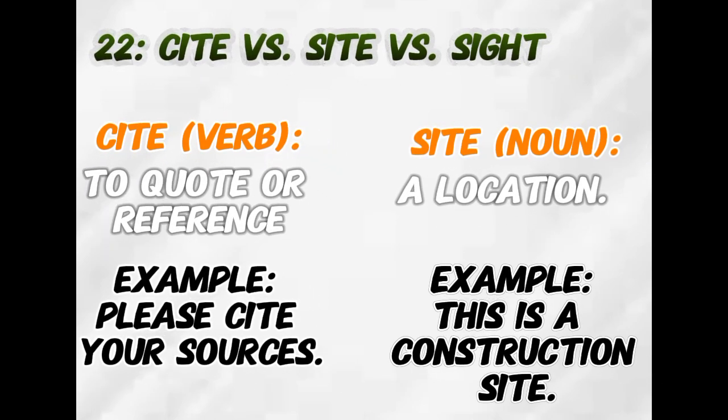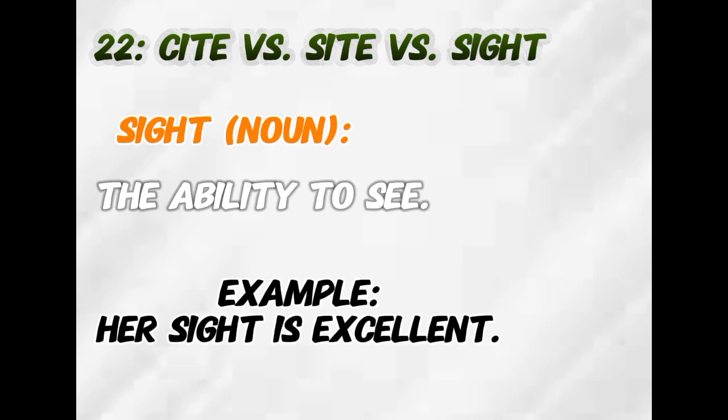Moving on, cite, site, and sight. Cite is a verb meaning to quote or reference, like please cite your sources. Site is a noun meaning a location, like this is a construction site. Sight is a noun meaning the ability to see, like her sight is excellent. So, cite means to reference, site is a place, and sight is seeing. Got it? Awesome.